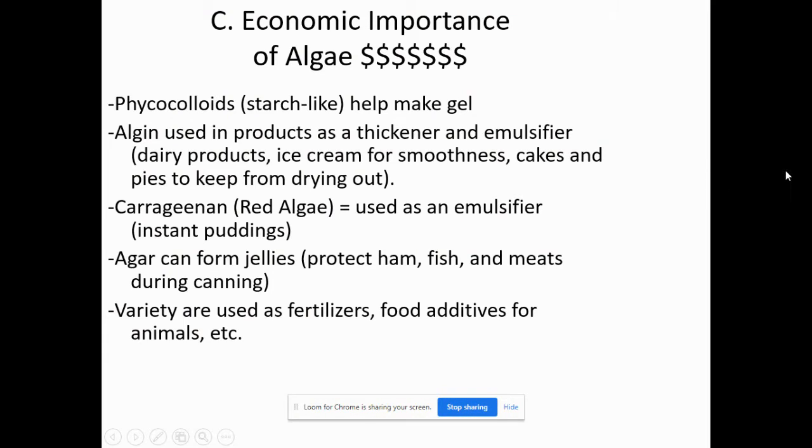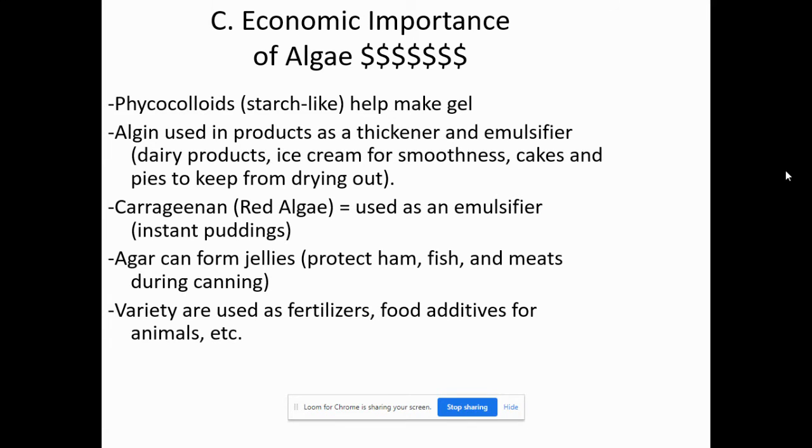The economical importance of algae. So they can help to make different types of gels like facial moisturizers and things like that. Alginate is used in products as a thickener and an emulsifier. So dairy products, you might find it. Ice cream for smoothness. Cakes and pies to keep them from drying out. You've probably eaten algae and not even known it.